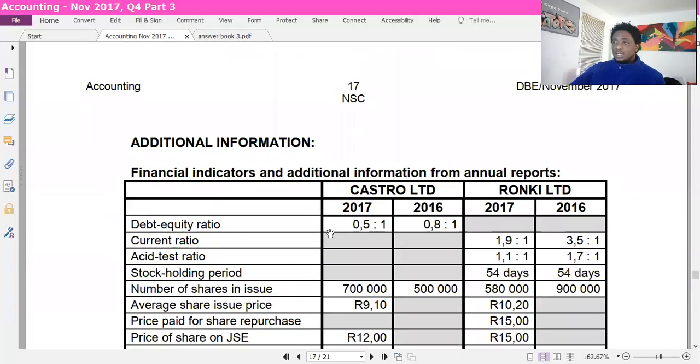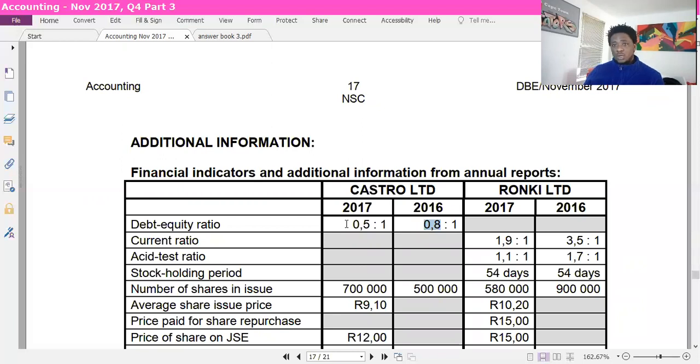So if you look at the debt equity ratio, which is the first ratio here, the debt equity ratio in 2016 was 0.8 is to 1, and then in 2017 it is 0.5 is to 1. That means that in 2016, for every Rand that Castro Limited had in equity, they also had 80 cents in non-current liabilities. So that was a little bit high, but in the current year, they issued more shares. In other words, they raised more capital.